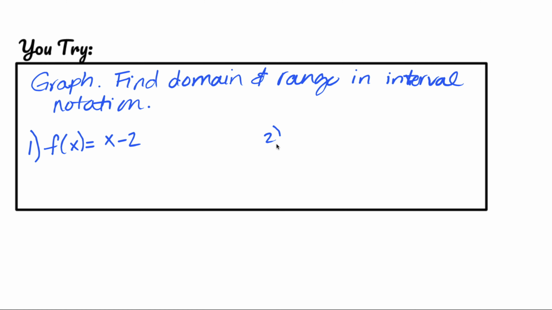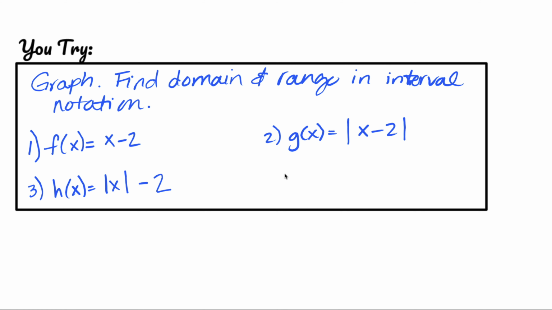Number 2, g of x equal to the absolute value of x minus 2. Number 3, h of x, the absolute value of x, and then minus 2 outside of that. And 4, k of x equal to 2 minus the absolute value of x. So a very similar problem to number 3. I want you to find the domain and the range in interval notation for all 4 of those, and try that before moving on to the next video. Bring those answers with you to class.